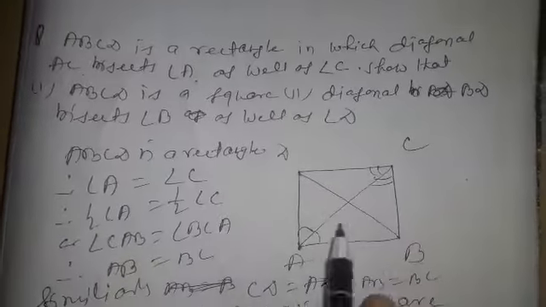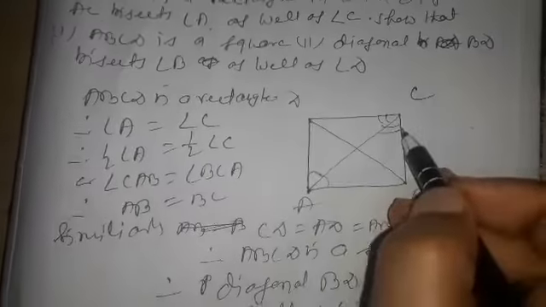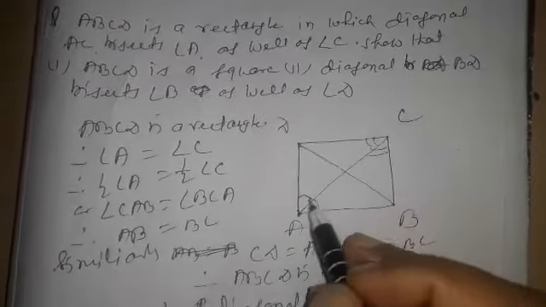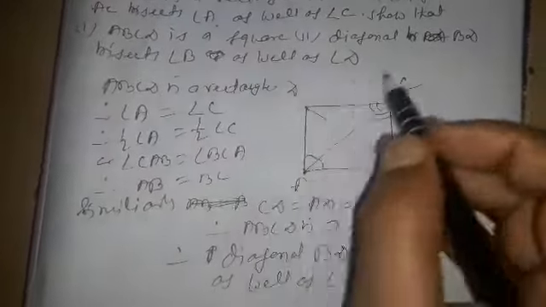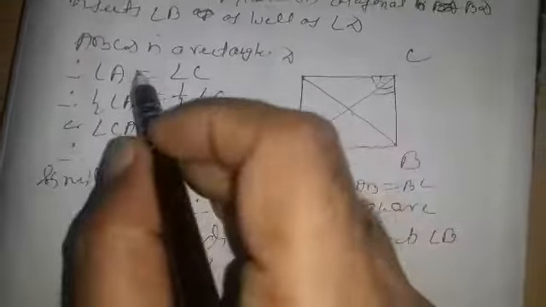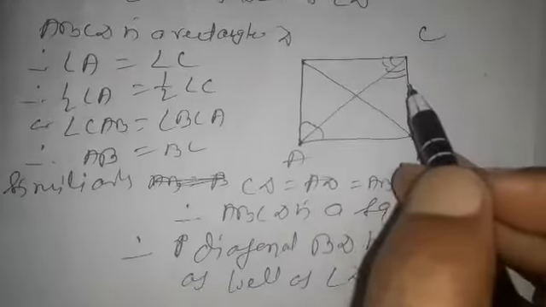Now next question is: ABCD is a rectangle in which diagonal AC bisects angle A as well as angle C, so that ABCD is a square, and then diagonal BD bisects angle B as well as angle D. So here we have to prove ABCD is a square. If it is a square, then BD also bisects the opposite angles. ABCD is a given rectangle, because a square is also called a rectangle. So it is a rectangle.